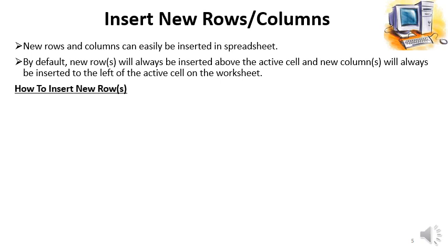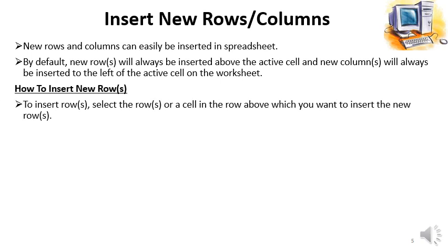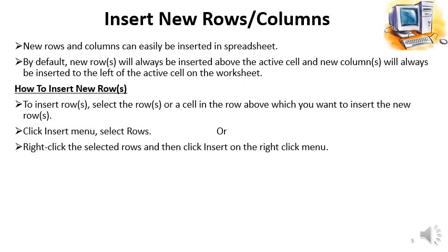How to insert new rows? To insert new rows, select the rows or a cell in the row above which you want to insert the new rows. Click the insert menu, and then click on the rows option. Or another method is to right click the selected rows and then click insert on the right click menu.